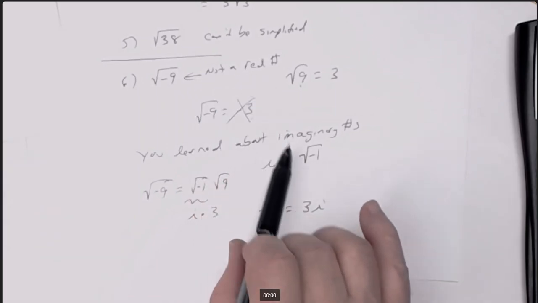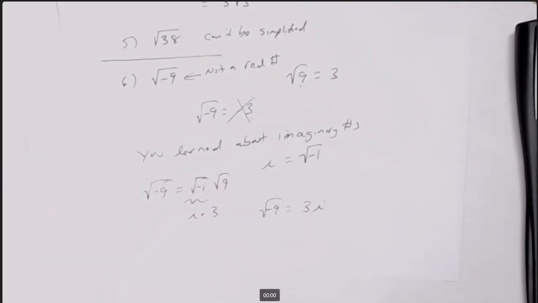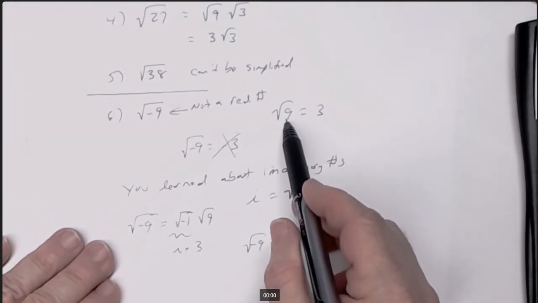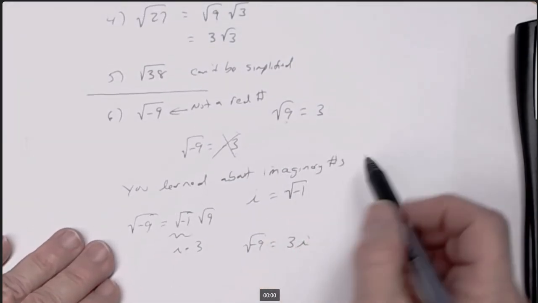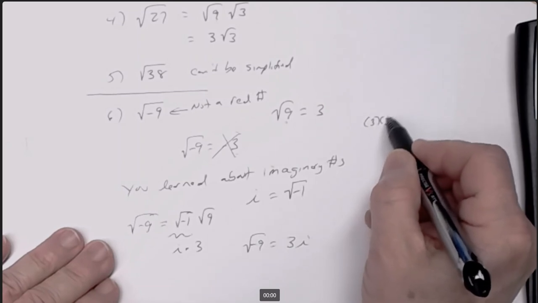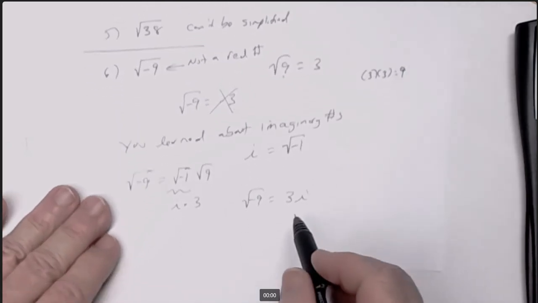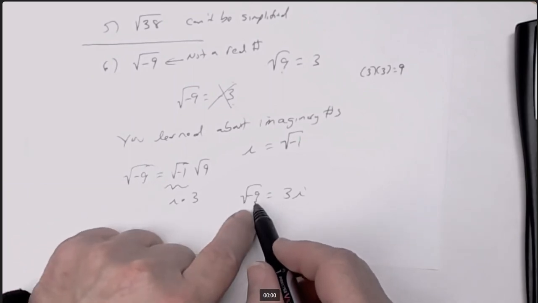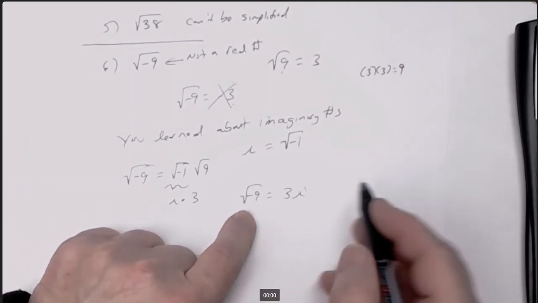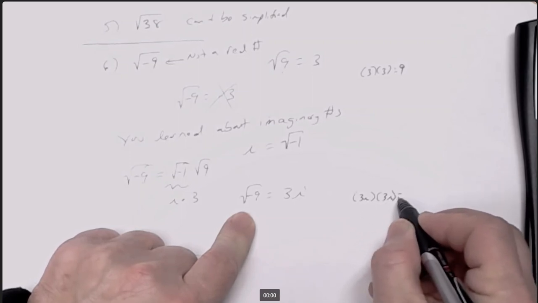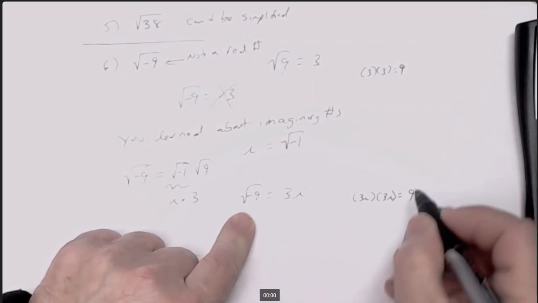Okay, now, you remember a while ago we said the square root of 9 is 3? Because 3 times 3 is what? 9. Well, we're saying the square root of -9 is 3i, right? So let's check it. That means 3i times 3i has to be what? -9. Well, what's 3 times 3? 9. What's i times i?